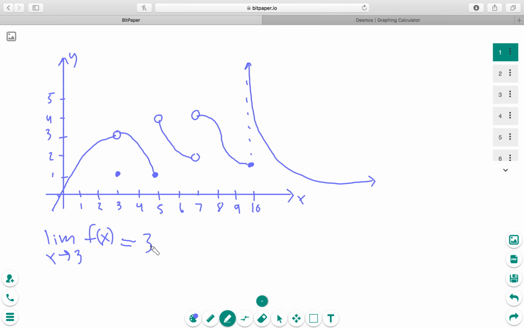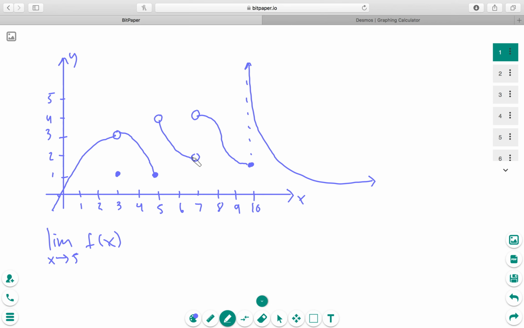Alright, that's one. Let's go on to the next one. And now let's find the limit as x approaches 5. So let me just delete this. Alright, and what is the limit as x approaches 5 of f of x? So here, you see that it goes all the way down and approaches this value of 1, right?